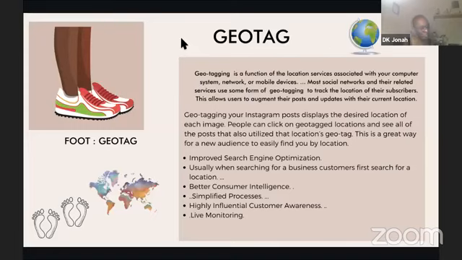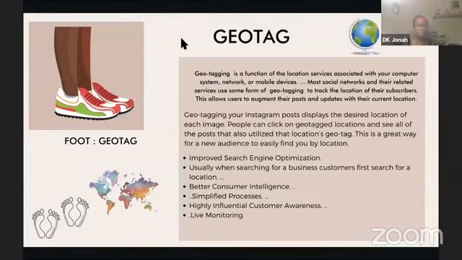So it improves search engine optimization. Usually when searching for a business, a customer first searches for a location. It's better consumer intelligence. It simplifies the processes, gives highly influential customer awareness, and live monitoring. These are the things that it does for you.